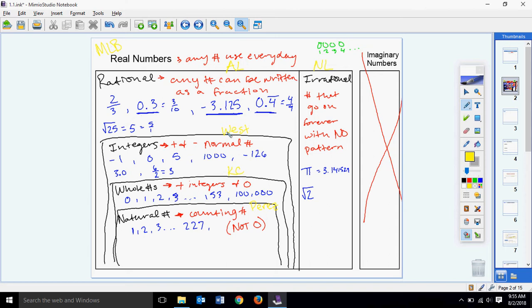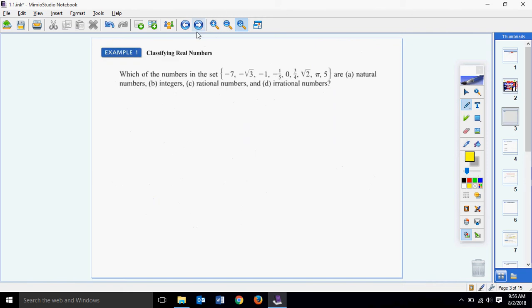Kansas City Royals are part of the West, and the West is part of the American League, which is part of the MLB. So it just breaks it down into simpler and simpler categories. But American League and National League, they're still part of the MLB. So rational and irrational are still real numbers. Hopefully that illustrates better what is going on in this diagram.